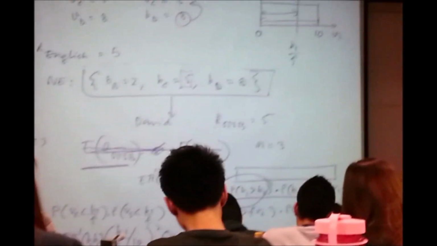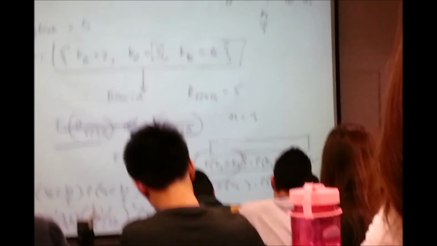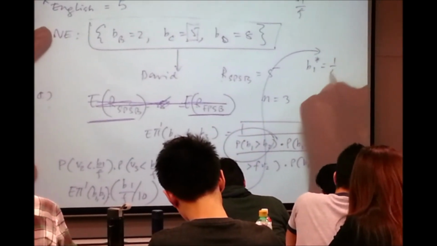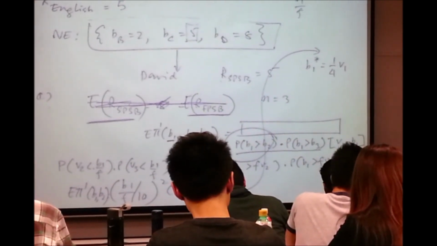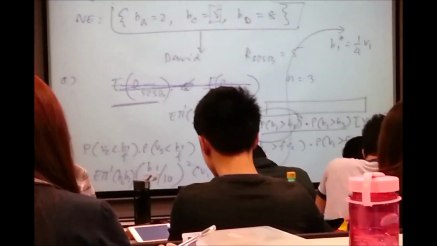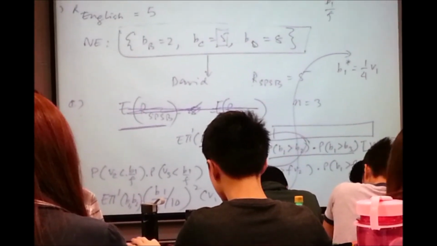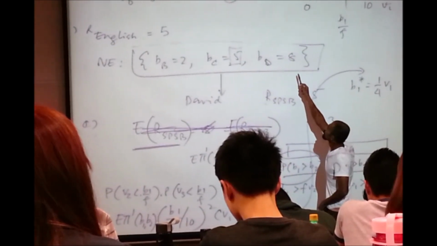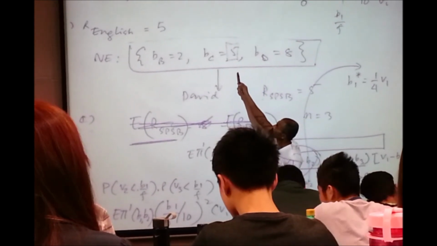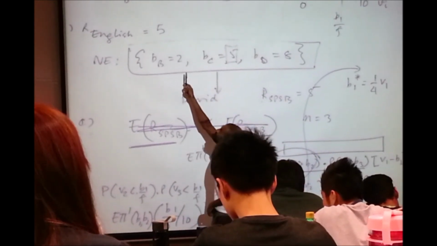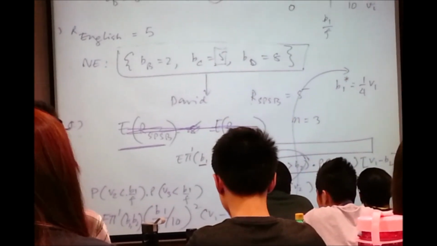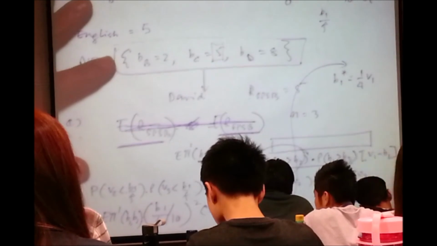You can solve it; I'm not going to solve it here. When you differentiate and solve, say you get B1 star is equal to 1 quarter of V1. Then what will be the price in this auction? I know that David will bid 1 quarter of 8. Charlie will bid 1 quarter of 5. Each of them is bidding 1 quarter of their valuation.